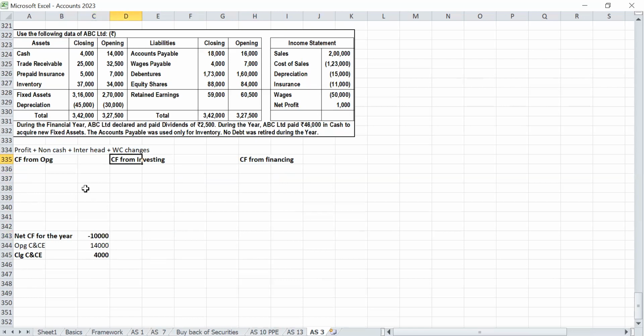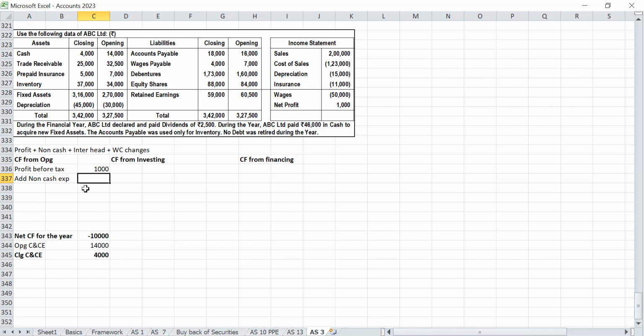First, say the format of cash flow from operating activity under the indirect method. We need to start with profit before tax. Add non-cash items, non-cash expenses, interhead adjustments. And then working capital changes. So here profit is given how much? 1,000 is the profit.